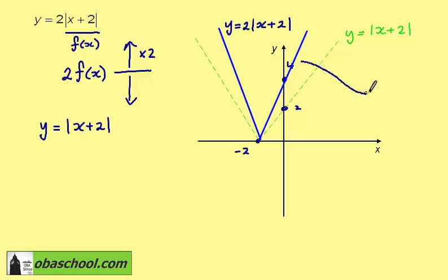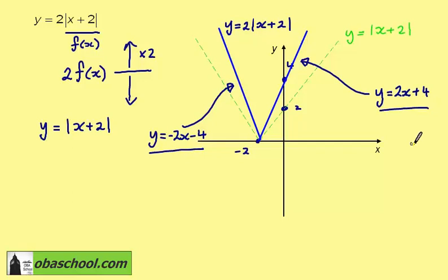We should be able to recognize here that this limb is the graph of y equals 2x plus 4 down as far as the x-axis, and the other limb is going to be the graph of y equals minus 2x minus 4. Note this function is the negative of this function.